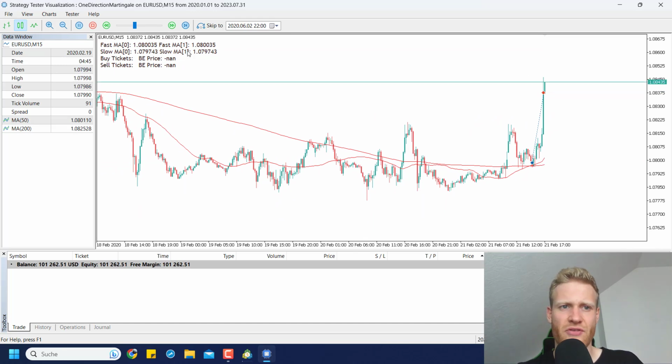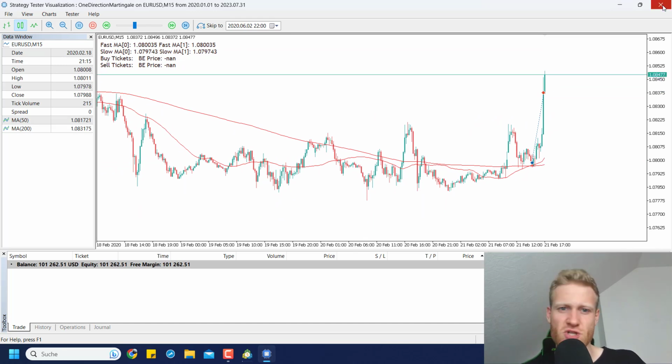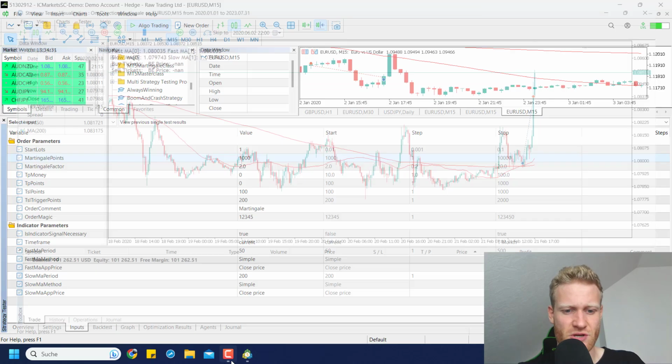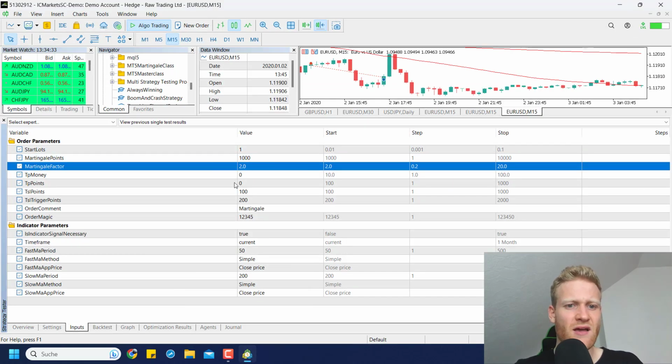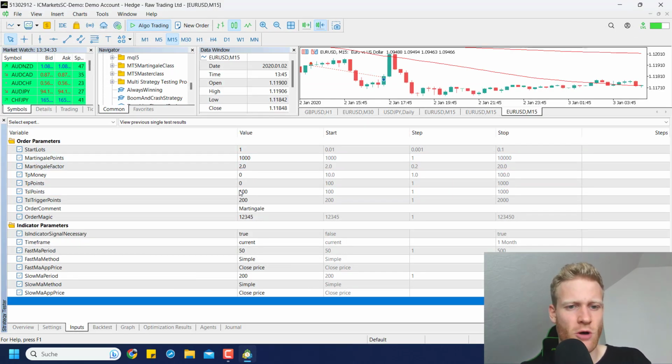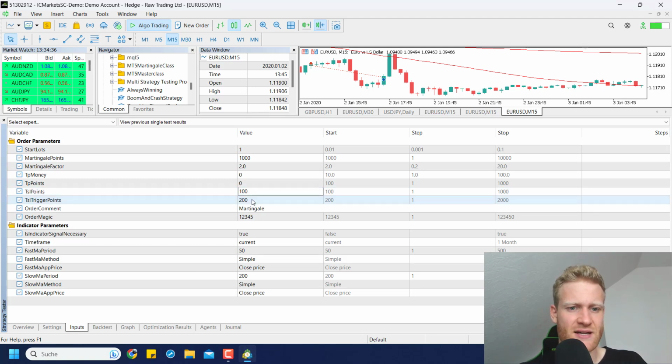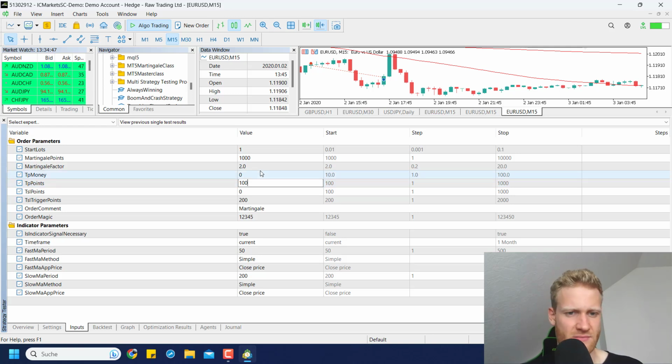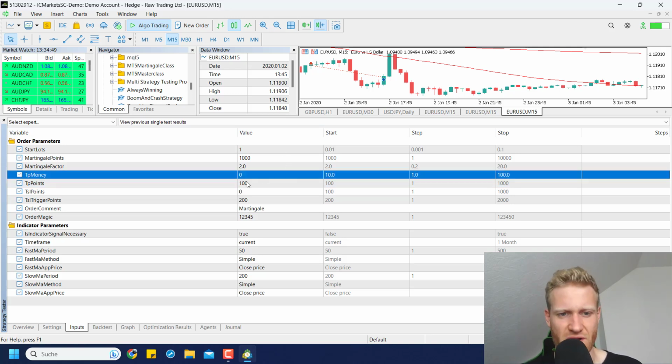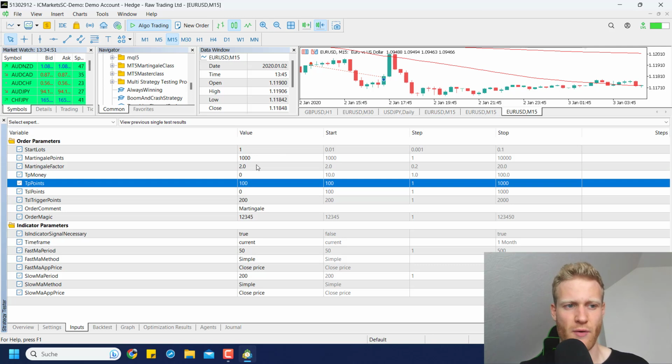So this is the idea of the trailing stop. But we have other options. So let's have a look at the inputs here. You can see we don't only have the trailing stop in TSL points and TSL trigger points. We can also turn the trailing stop off and instead use a fixed TP of, let's say, 100 points. I mean, you can choose 100, 200, whatever you like. That's why it is an input parameter.